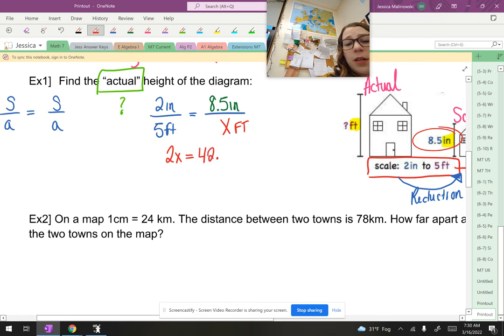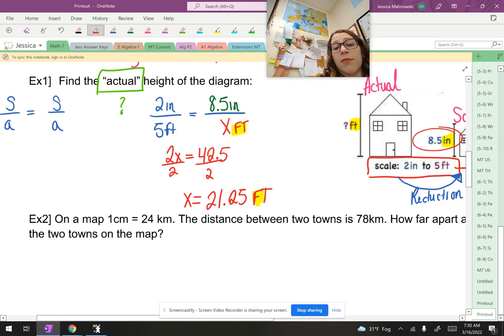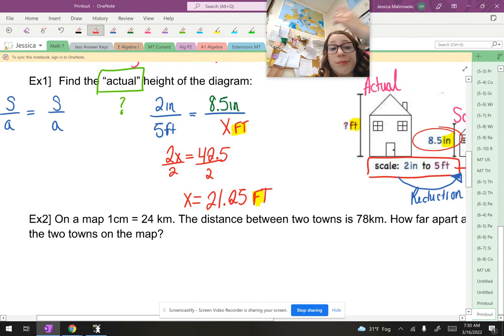8.5 times 5 is 42.5, divide by 2, divide by 2, x is equal to 21.25, and the label on that, just like I got from up here, would be feet. Again, feet, because I'm talking about the actual height of the house. Boom.